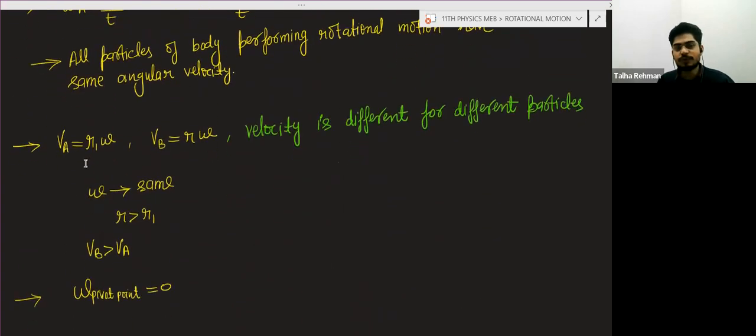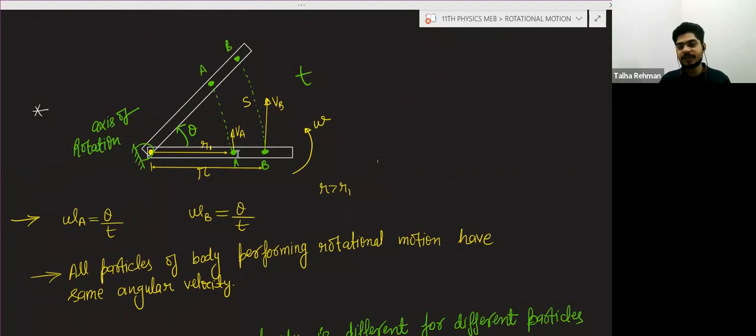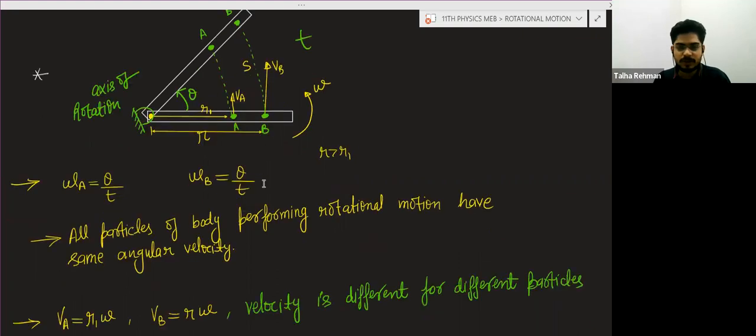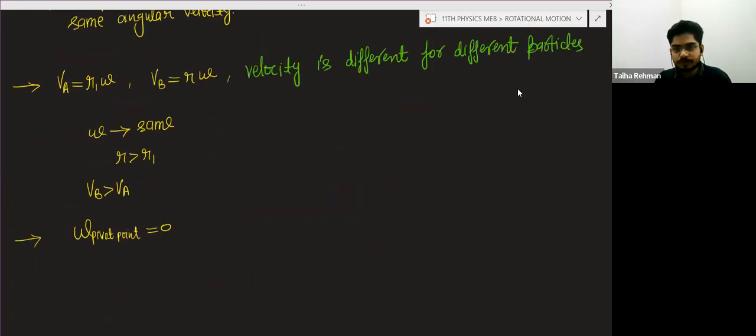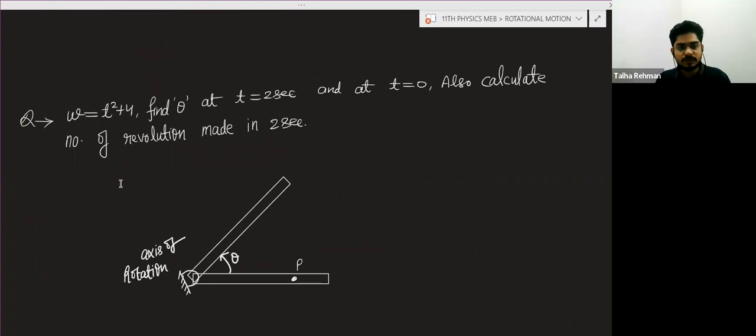So we have discussed how to calculate the linear velocity. In this case, linear velocity is equal to omega into r. Linear velocity is equal to the angular velocity of the body multiplied by the distance of that particle, because the linear velocity of different particles will be different. So this was the question.